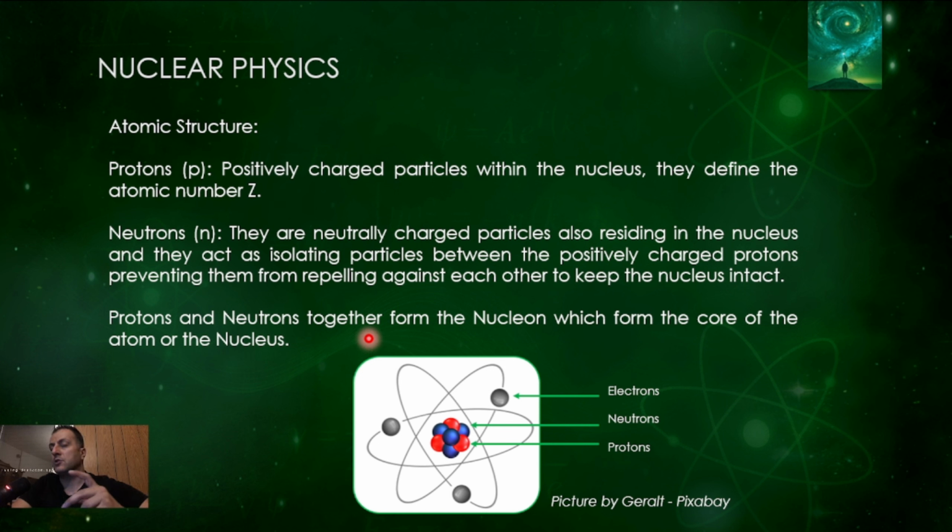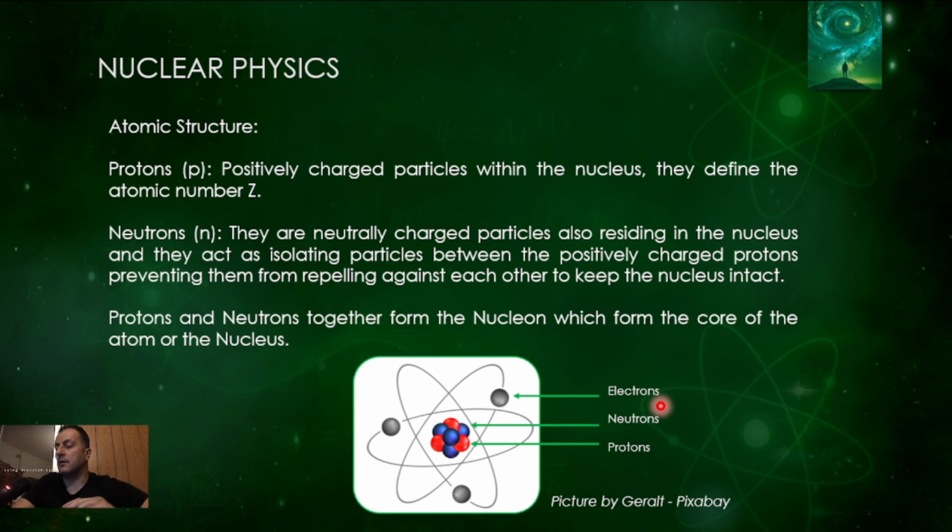Also, within the nucleus, you have the neutrons. They are neutrally charged particles, slightly heavier than the protons, also residing in the nucleus, and they act as insulating particles between the positively charged protons, preventing them from repelling each other or flying away. Since protons are all positively charged, without the neutrons they would push against each other, erupting the nucleus. So the neutrons basically keep the nucleus intact. Protons and neutrons together form the nucleons, which form the core of the atom, the nucleus.